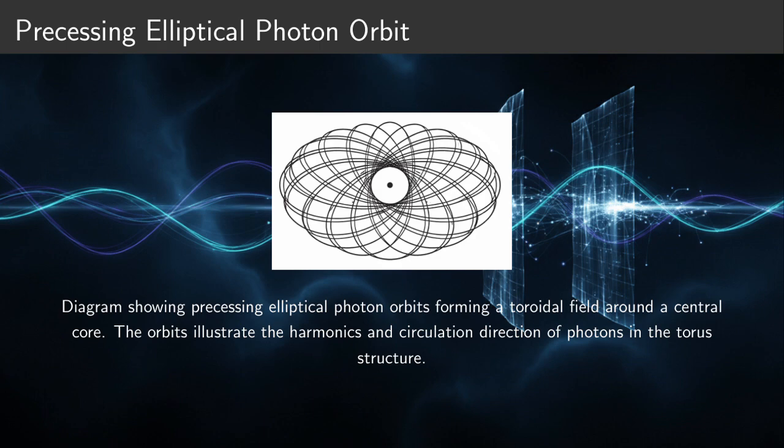Here we see precessing elliptical photon orbits. These orbits form a toroidal field around a central core. The precession introduces harmonic structure and directional circulation. This supports the stability of the toroidal configuration.